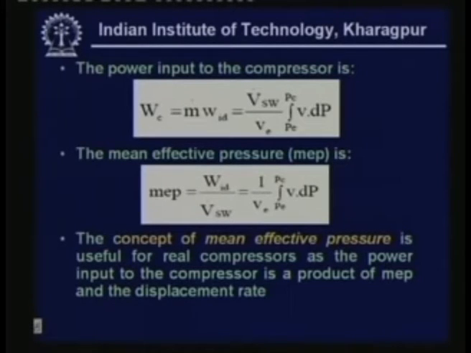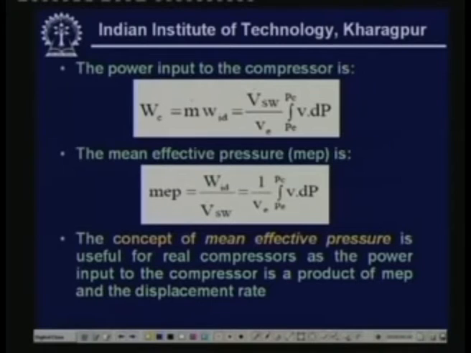So this is WC, the power input of the compressor, divided by the displacement rate V dot SW. From the above expression, this is nothing but integral VdP divided by the specific volume of the refrigerant at the compressor inlet. The concept of mean effective pressure is quite useful for real compressors, because the power input of the compressor is a product of MEP and the displacement rate. That means, if you know the mean effective pressure for a real compressor and want to know the power input, all you have to do is multiply the mean effective pressure with the compressor displacement rate.